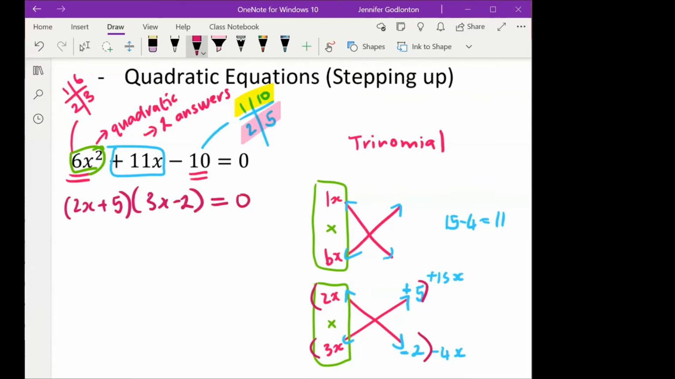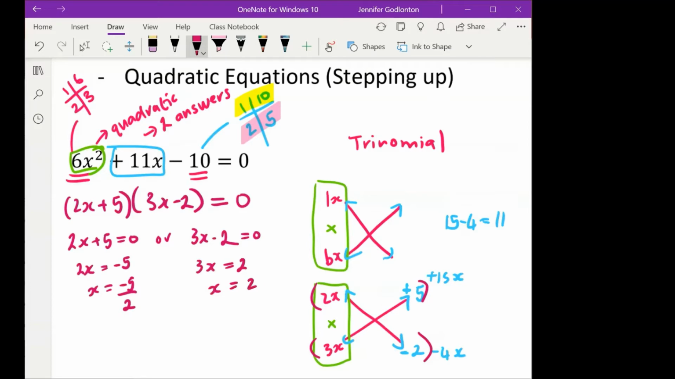And that's the real hard work, is getting to that point over there. So once we've gotten to this point, life gets a little bit easier. Then we just need to say that each bracket is equal to 0. So 2x plus 5 is equal to 0, or 3x minus 2 is equal to 0. So 2x is equal to negative 5, which means x is equal to negative 5 over 2, or 3x is equal to 2, which means x is equal to 2 over 3.